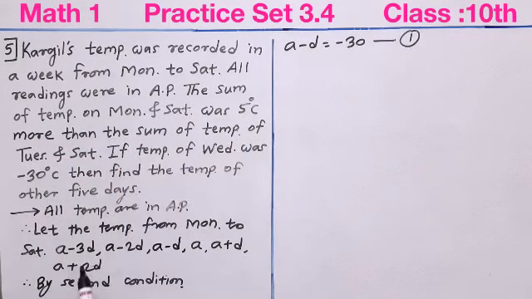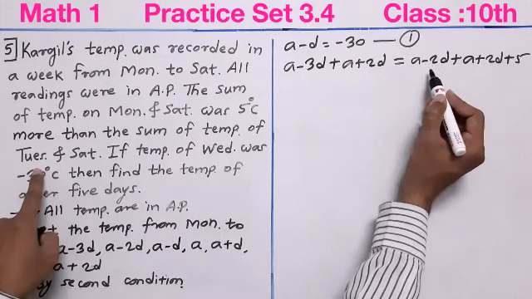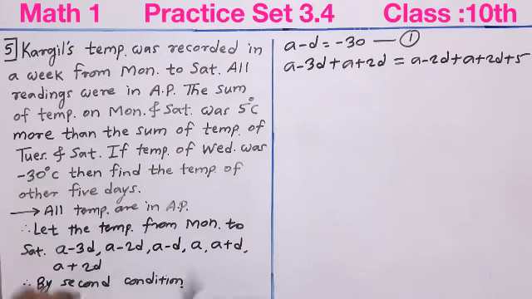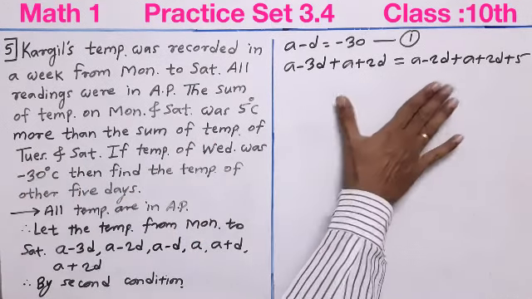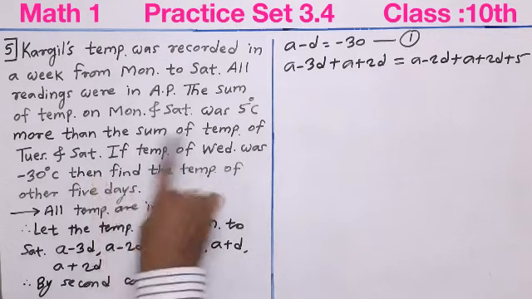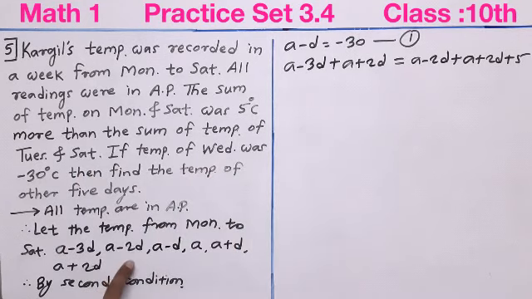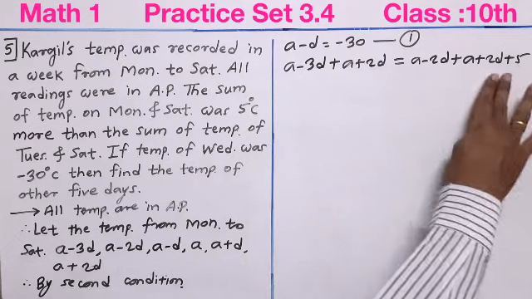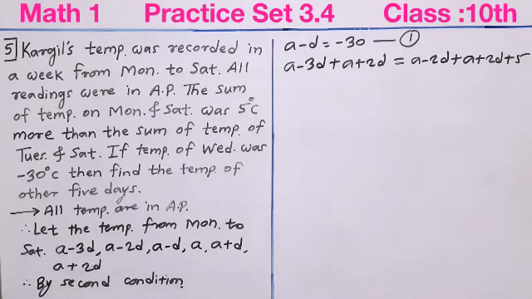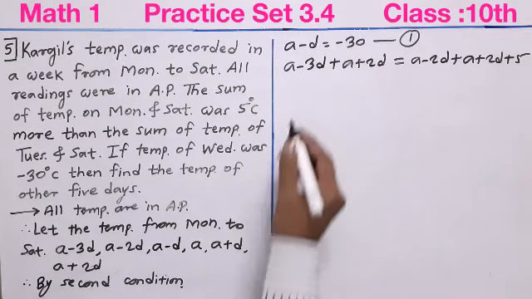I repeat again: the sum of the temperatures on Monday and Saturday is 5 degrees Celsius more than the sum of temperature of Tuesday and Saturday. I hope you have understood what I have written here just by reading the condition given, and whatever we have written here, using that we have got the equation. Now let us solve it.